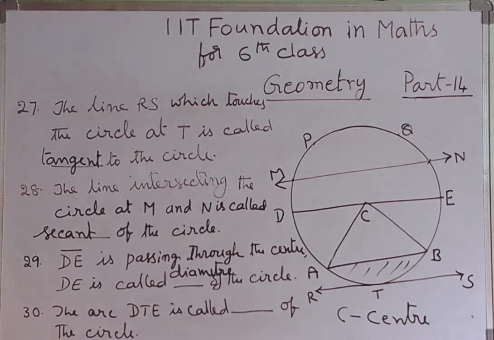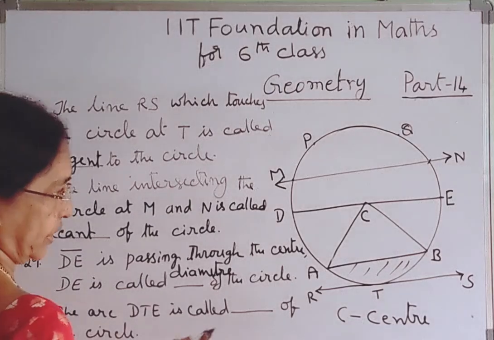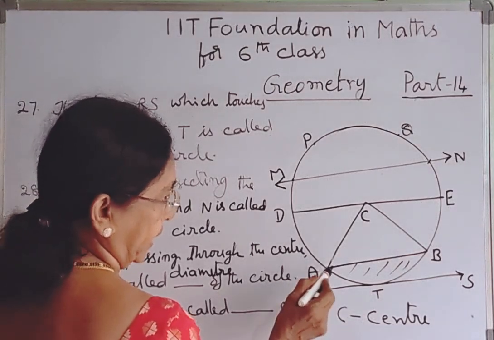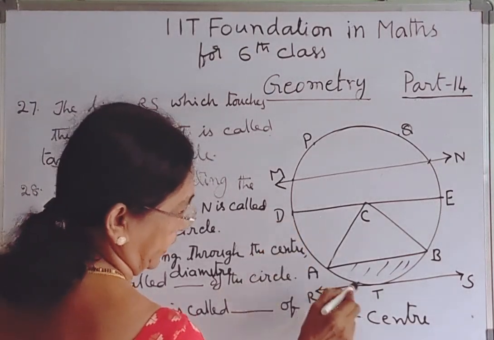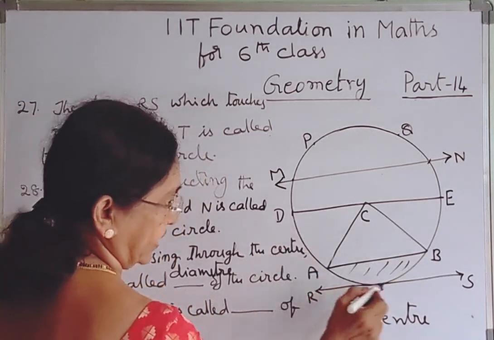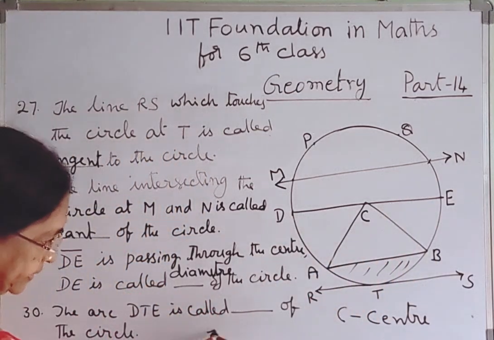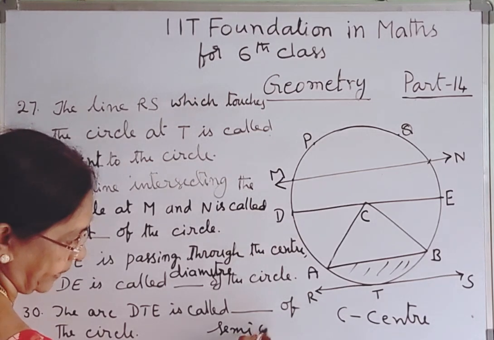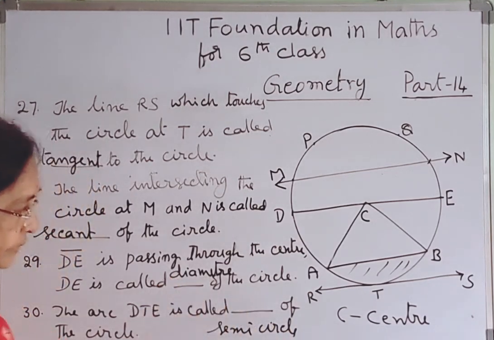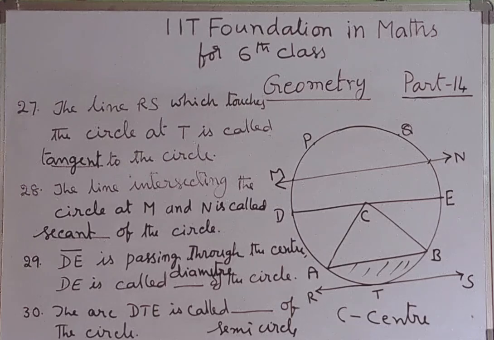Next, the arc DTE is called dash of the circle. The arc DTE, this portion of the circle is called a semicircle. A semicircle of the circle.